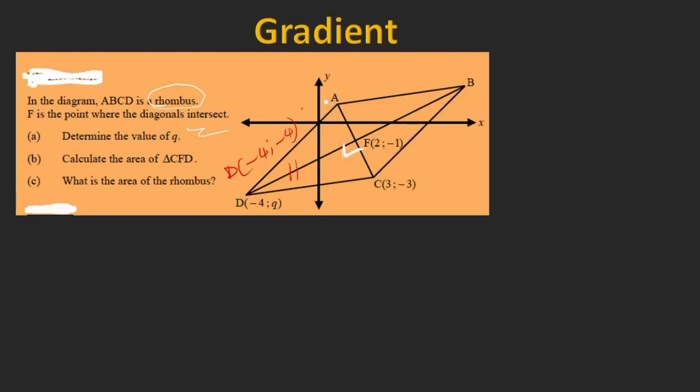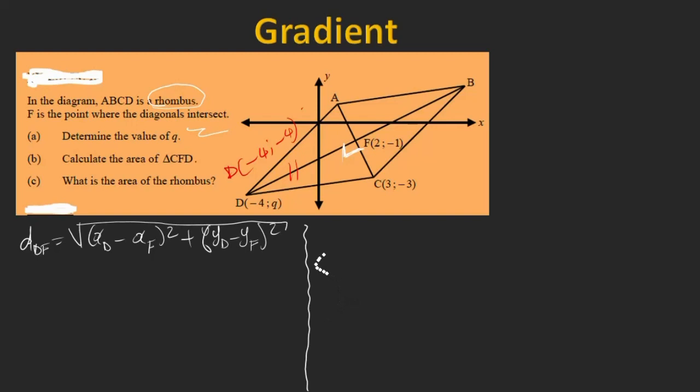So what do they want here? What do they want me to use? Distance, of course. So I need to find distance of DF and distance of FC. So distance of DF is equal to the square root of x at D minus x at F, squared, plus y at D minus y at F, squared. We said I also need to find what? Distance of FC. So distance of FC is equal to x at f minus x at c, squared, plus y at f minus y at c, squared.